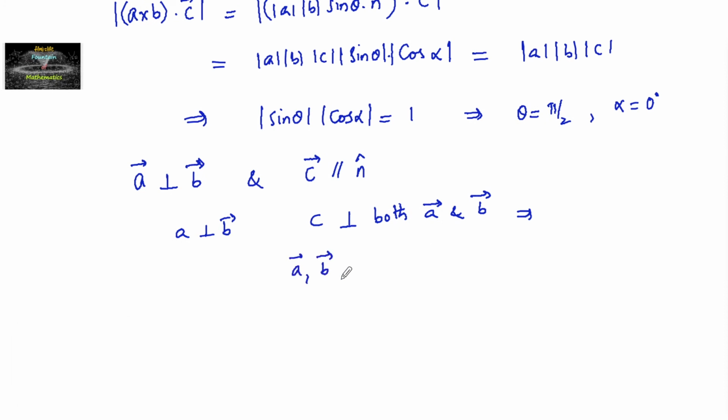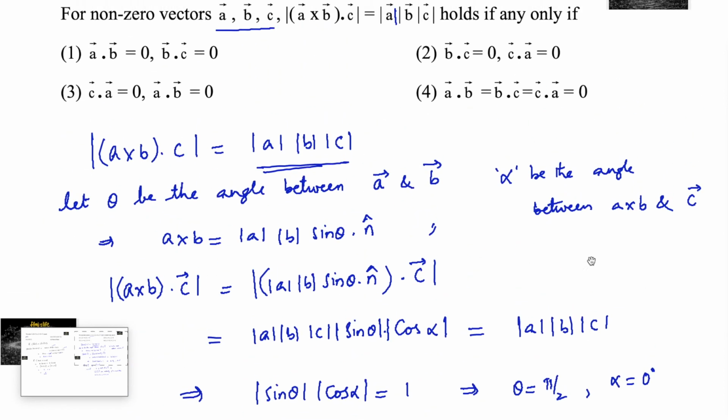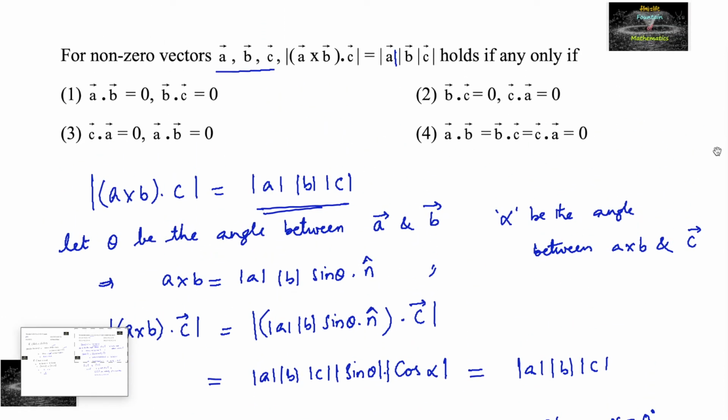We can say vector A, vector B, vector C are mutually perpendicular to each other. That is A dot B is equal to B dot C is equal to C dot A is equal to 0. So we can go with an option. Fourth option is our right answer.